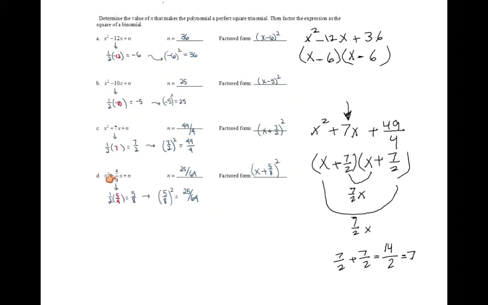When I take 5 over 4, multiply by 1/2, what do I get? 5 over 8. When I square this, what do I get? 25 over 64. So you need to add 25 over 64 here to complete the square. So it's not always a whole number. Sometimes you get a fraction.